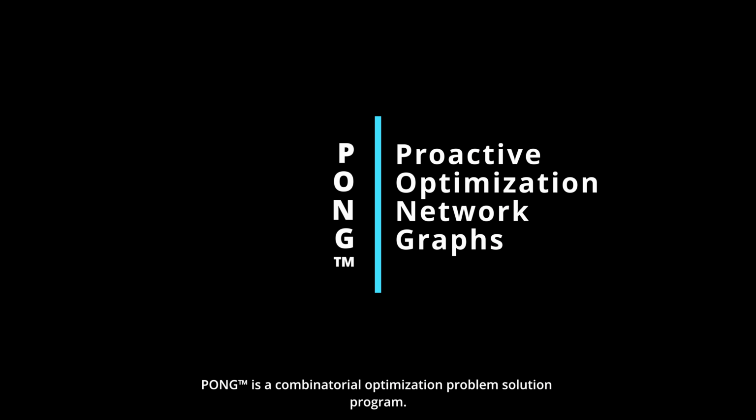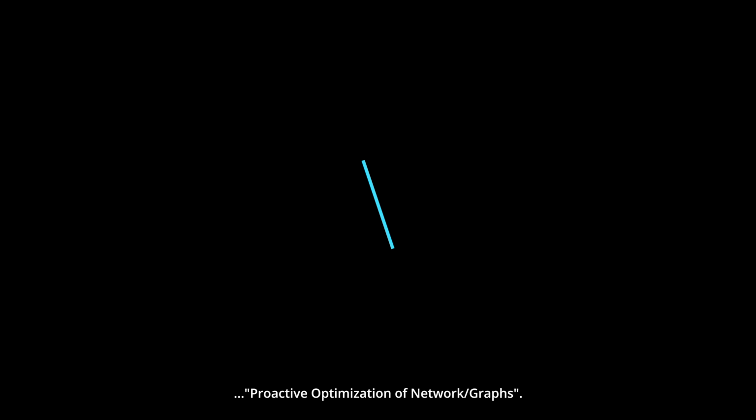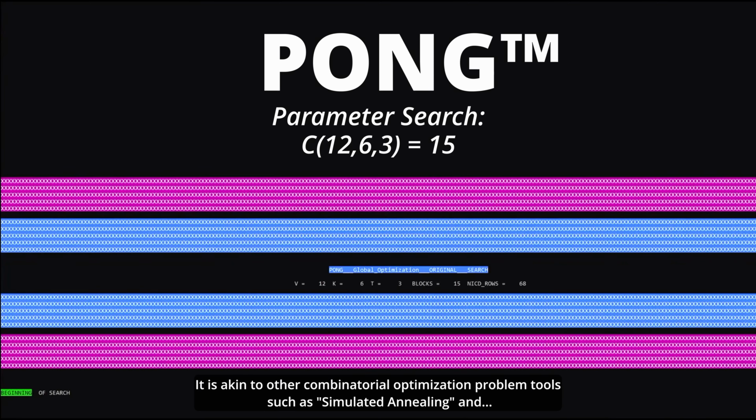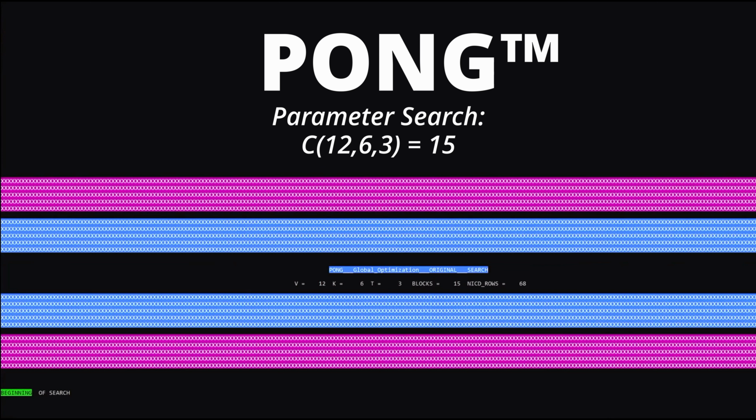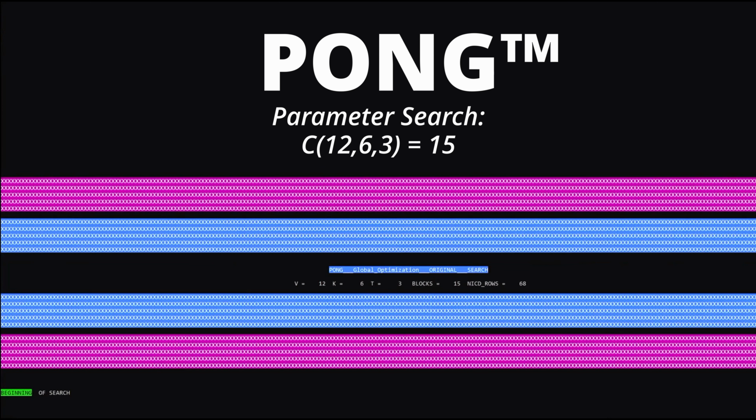PONG is a combinatorial optimization problem solution program. The acronym stands for Proactive Optimization Network Graphs. It is akin to other combinatorial optimization problem tools such as simulated annealing and the genetic algorithm, in the sense that they all try to find the optimal solution to a combinatorial optimization problem.